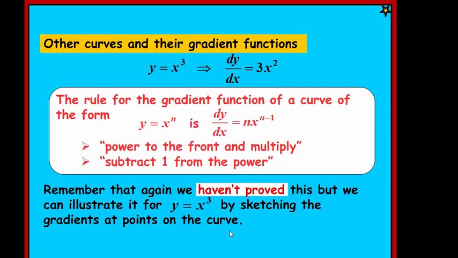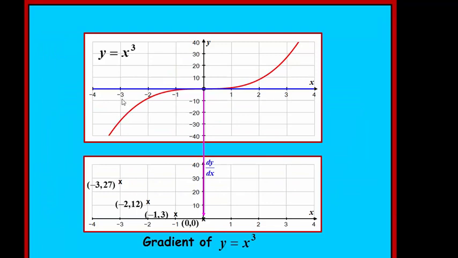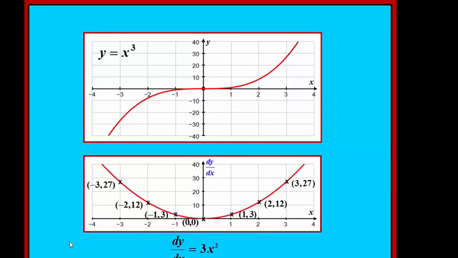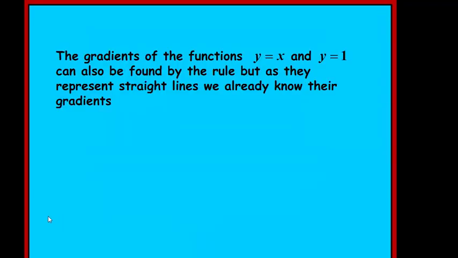We haven't proved anything, as we said earlier, but we can illustrate these other examples by sketching. For example, y equals x cubed. So we're putting in here our x values and then the value of the gradient at that point. Or what appear to be the y values, they're actually dy by dx values. So this is the gradient of y equals x cubed, and it looks like that. And we have actually shown that it is this function here, as we suspected from earlier.